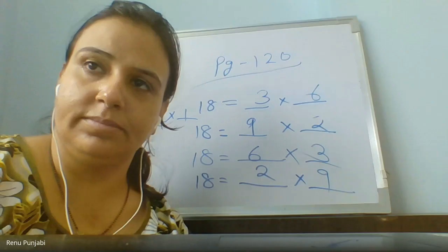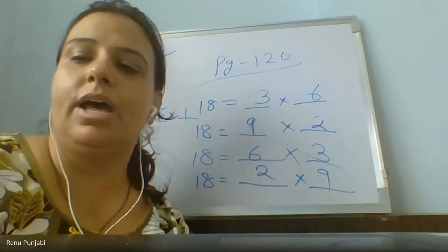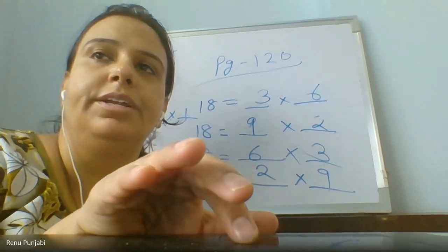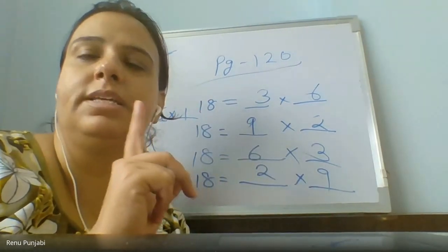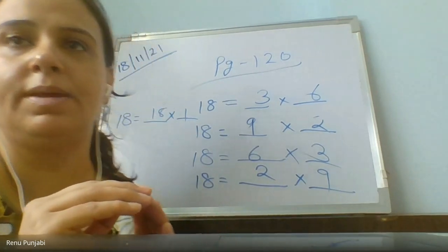12 eights are 96. 12 nines are 108. 12 tens are 120. Okay. Now I am moving to the table of 13. 13 ones are 13. 13 twos are 26. 13 threes are 39.